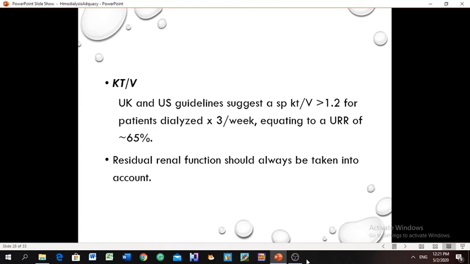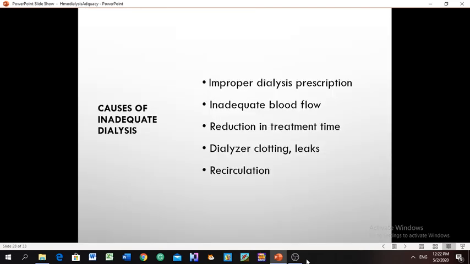KT/V. In the UK and USA, guidelines suggest a single pool KT/V more than 1.2 for patients dialyzed 3 times per week, equating to a urea reduction ratio of nearly 65%. Residual renal function should always be taken into account. Causes of inadequate dialysis: improper dialysis prescription, inadequate blood flow, reduction in treatment time, dialyzer clotting and leaks, recirculation.